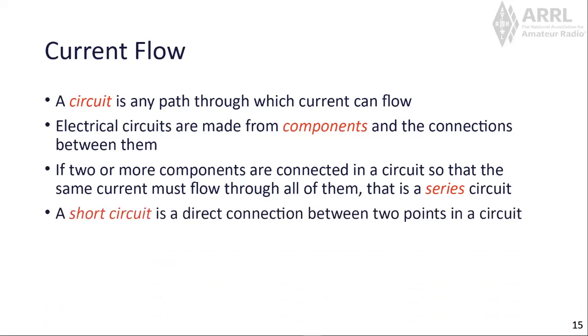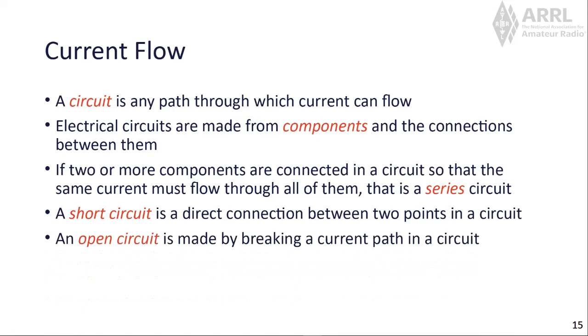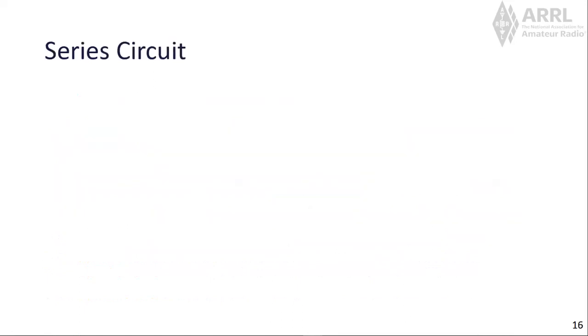A short circuit is a direct connection between 2 points in a circuit. And I'm going to expand on that a little bit and say a short circuit is an unintentional direct connection, because if it was an intentional connection, like running a wire from A to B, that's not what we would call a short circuit. That's just a connection. But when you have a short circuit, that's an unintended connection.